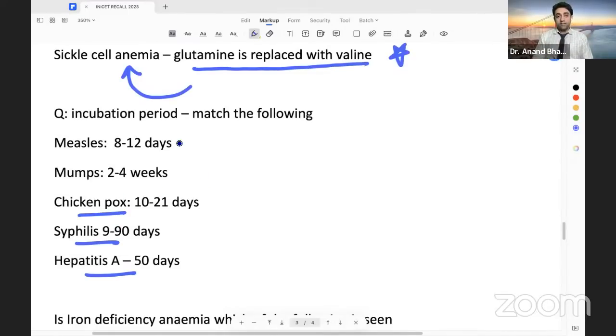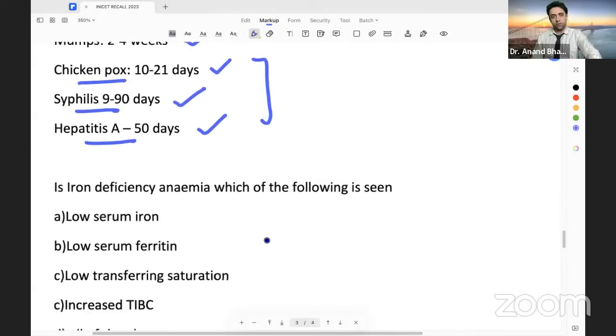So as we all know, measles incubation period is 8 to 12 days. Mumps is 2 to 4 weeks. Chickenpox is 10 to 21 days. Syphilis is 9 to 90 days, and hepatitis A is up to 50 days. So this was kind of the match the following which had come. It's an okay question, a good question, which you should remember.